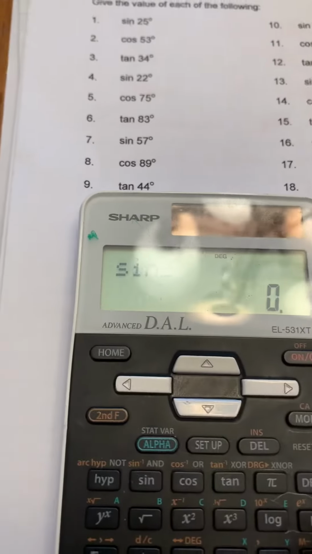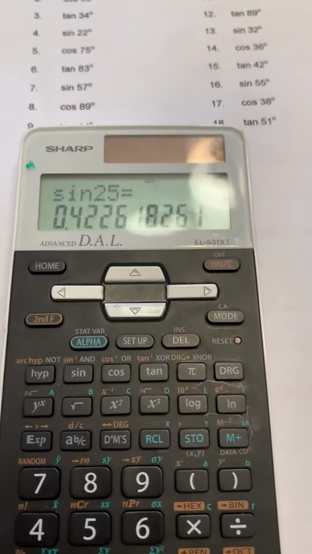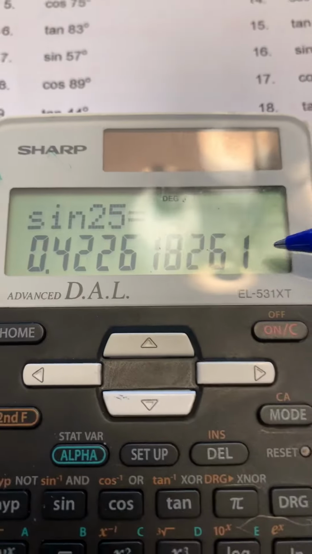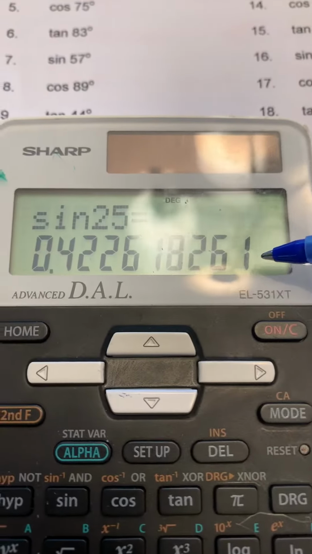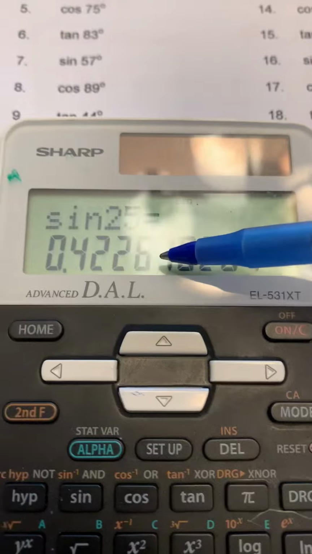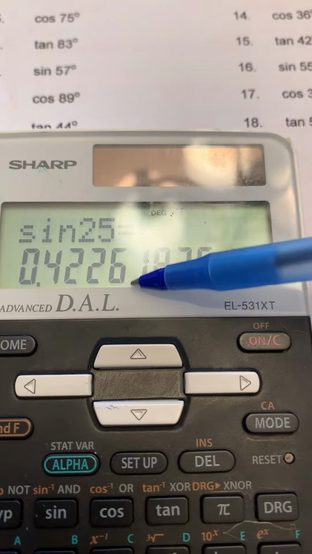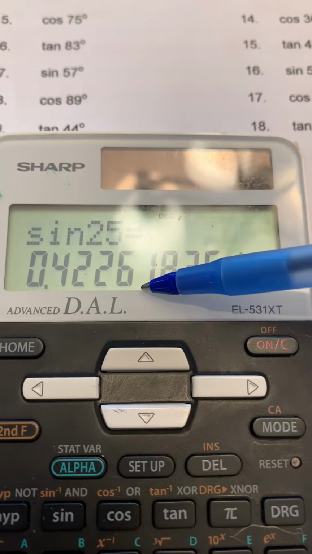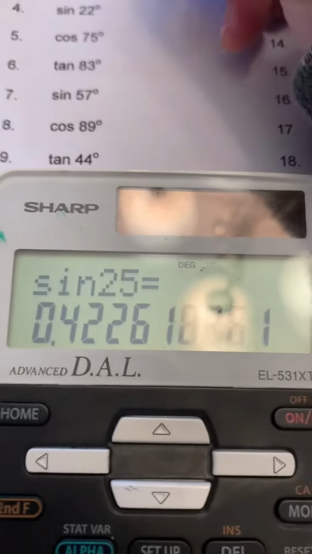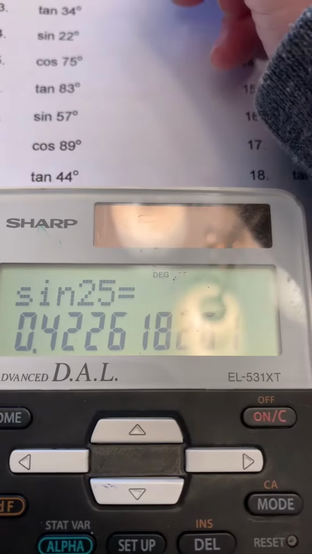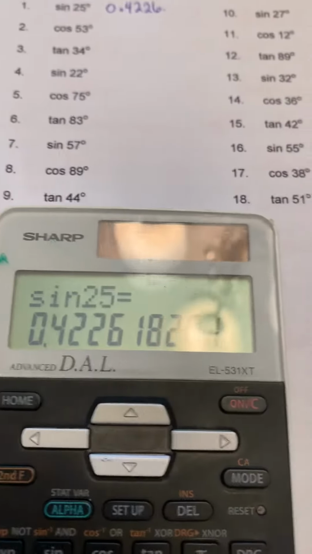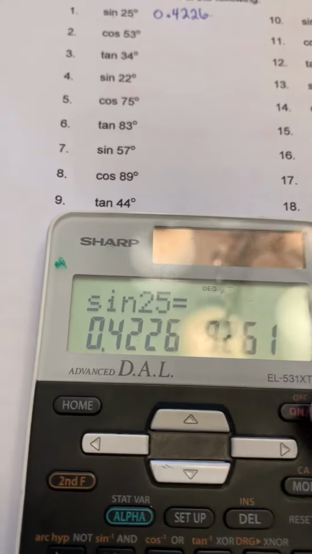So I punch in sine 25 equals, and then I get this non-terminating, non-repeating decimal. When I was a kid, we had trig sheets. That's what we used. But we always round to the fourth decimal place, or the 10,000ths. So this is going to be 4,226 10,000ths.